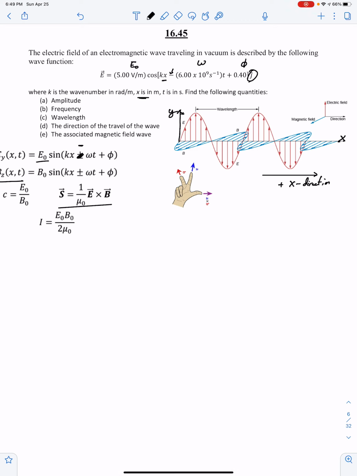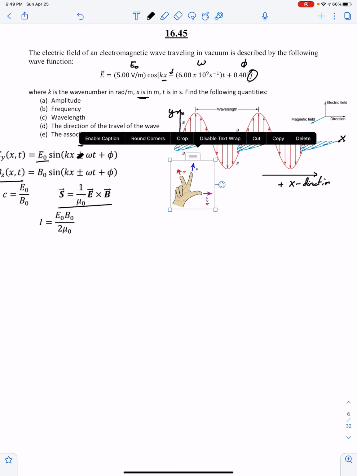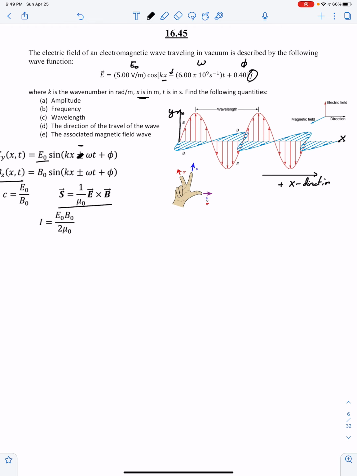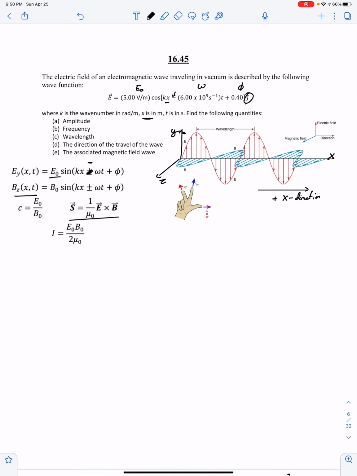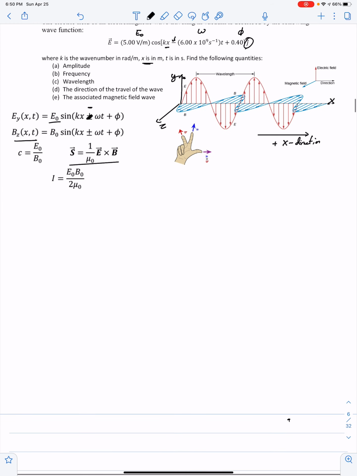And the way that we identify where the magnetic field is pointing is by using the right-hand rule. So the thumb pointing in the positive X direction, the electric field using the index finger pointing upwards in the Y direction. Therefore, my middle finger should be pointing out of the page, in the Z direction. Okay, so we have that.